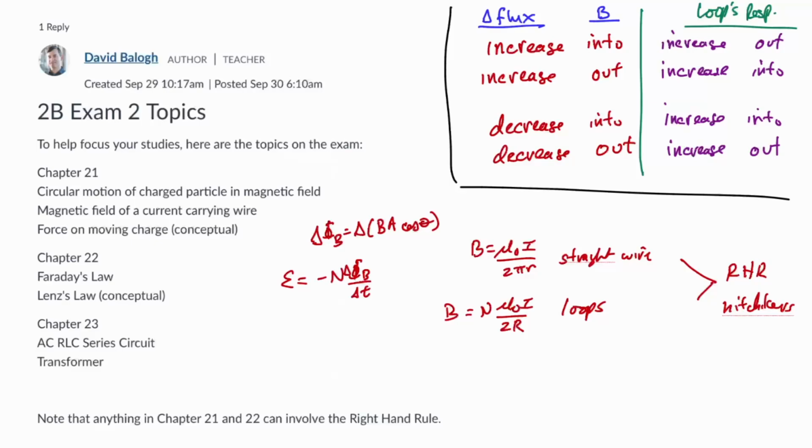AC RLC series circuit. So I'm not going to write down all the equations for that one, right? But you've got to be able to find XL, XC, the impedance, right? For the series RLC circuit. Your circuit could be RL, it could be LC, it could be RLC, right? Just pay attention to what's in the circuit and run the calculations. Ohm's law.